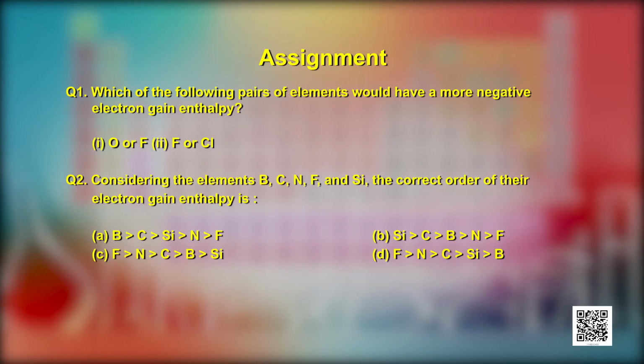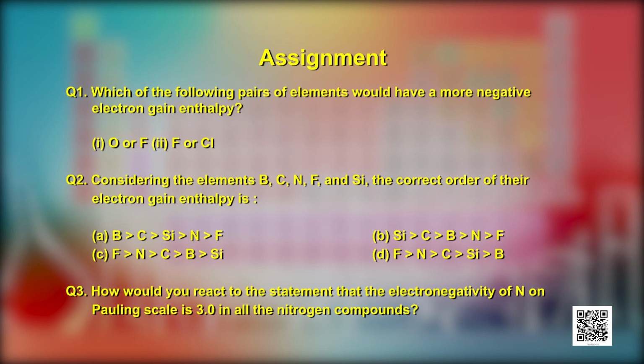Students, here are a few questions for you to test yourself. Question 1. Which of the following pairs of elements would have a more negative electron gain enthalpy and why? Oxygen or fluorine? Fluorine or chlorine? Question 2. Considering the elements boron, carbon, nitrogen, fluorine and silicon, what is the correct order of their electron gain enthalpy? Question 3. How would you react to the statement that the electronegativity of nitrogen on Pauling scale is 3 in all the nitrogen compounds?